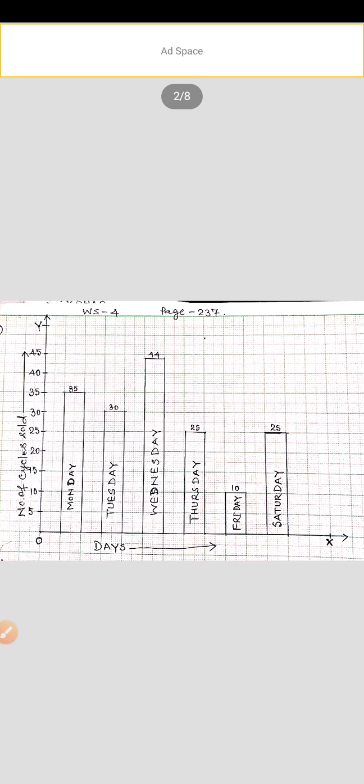Step 4, then the heights of the various bars are... again repeat the steps to draw the bar graph. On a graph paper, draw a horizontal line OX and a vertical line OY. These lines are called the x-axis and y-axis respectively.